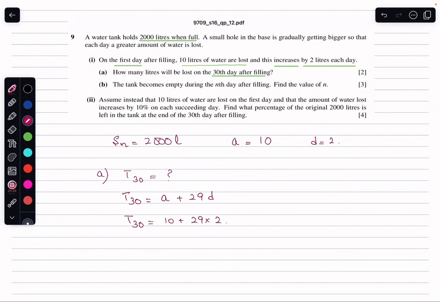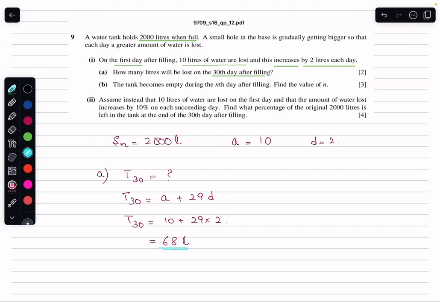We are talking about the loss here. First day it was a 10 liters loss, and then this will keep on increasing by 2 liters each day. So this is going to be 68 liters. So how many liters will be lost on the 30th day? The answer here is going to be 68 liters. This is the answer for T30.